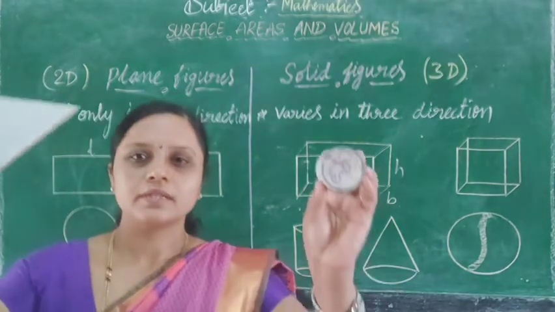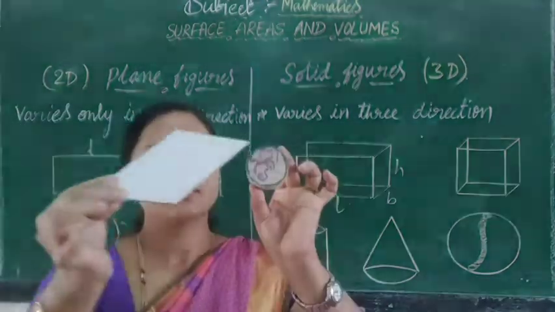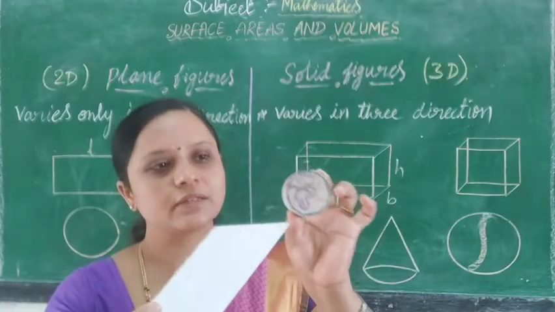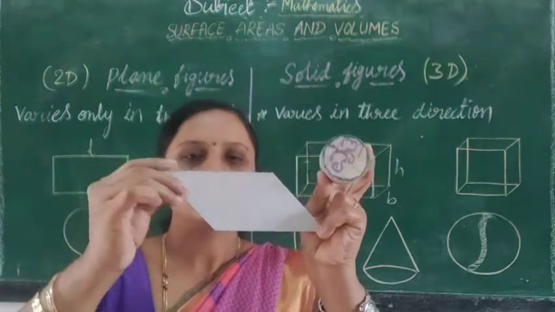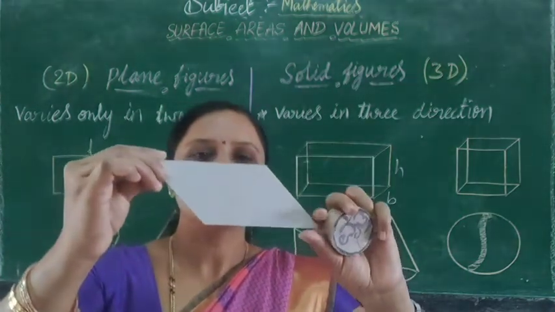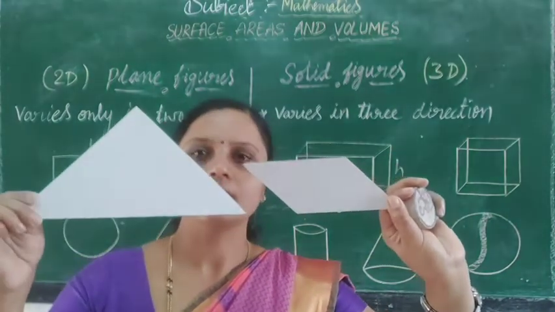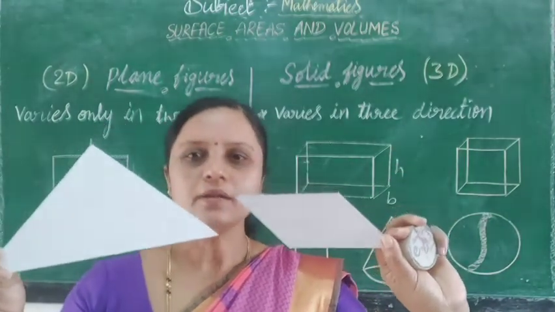Students, now look at these figures. This is a circle, this is a parallelogram, this is also a plane figure, and look at this one, this is a triangle. These are all called plane figures.